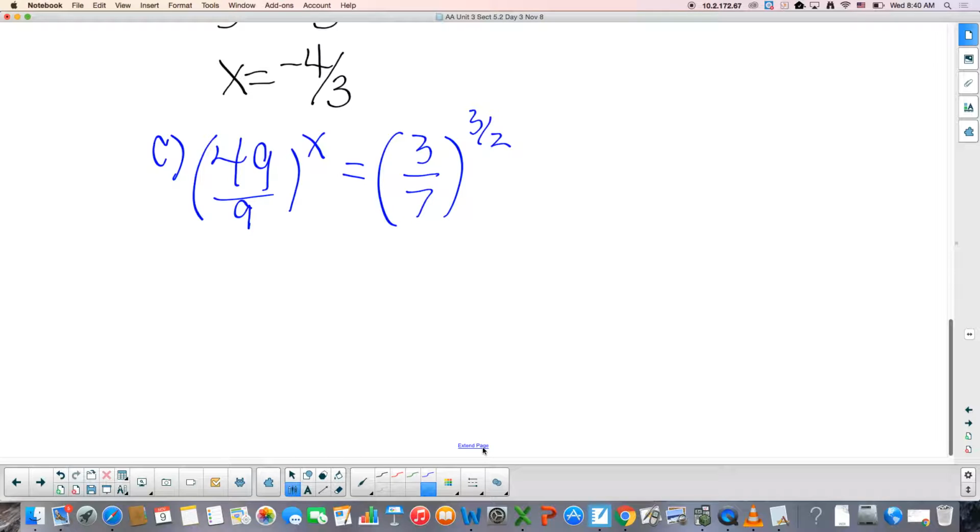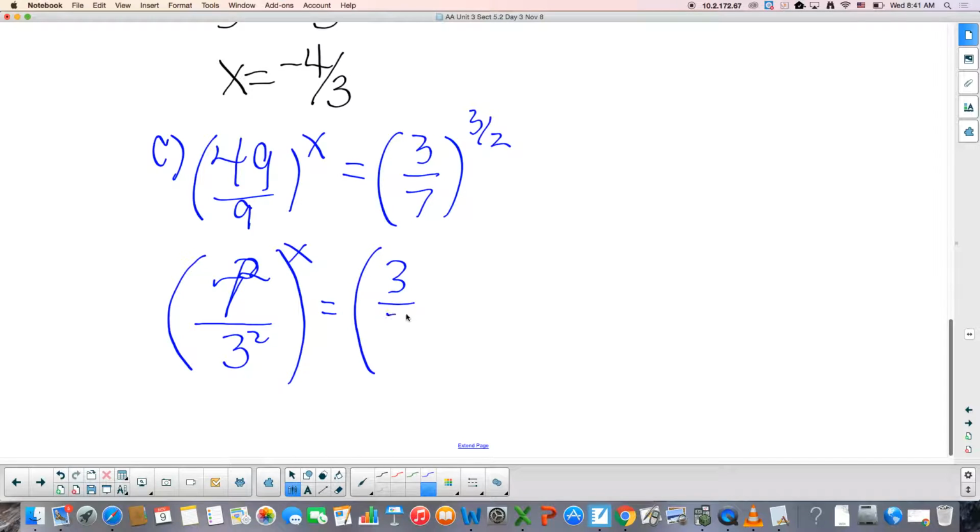Fletcher? What's 49? Can you break it down to primes? What's 49? It's 7 to the what? Second power. And what's 9? 3 to the second power. That's to the x. Well, now it's looking a little bit better. Should I fix that 7 there? Yeah, I'll write it so you can read it.